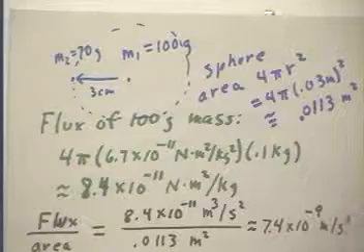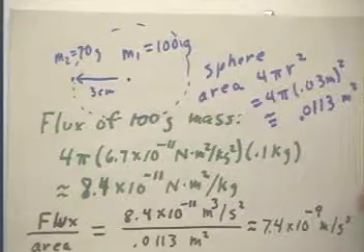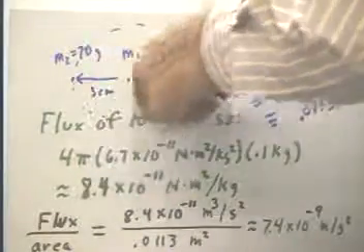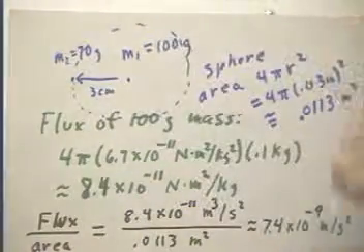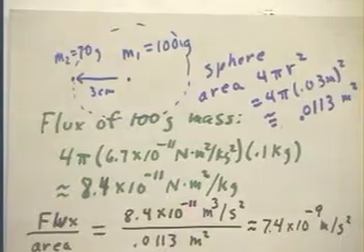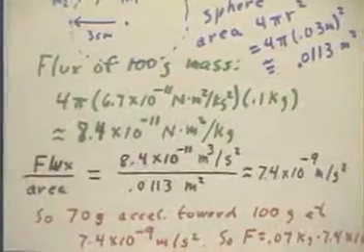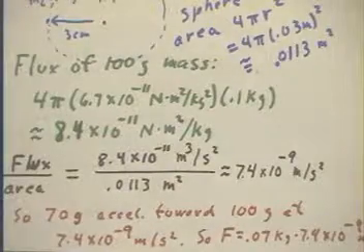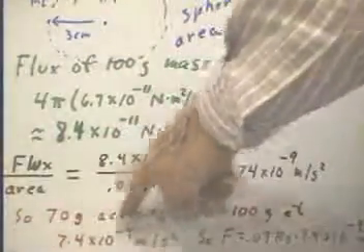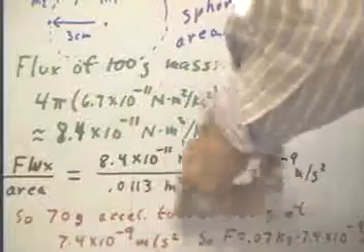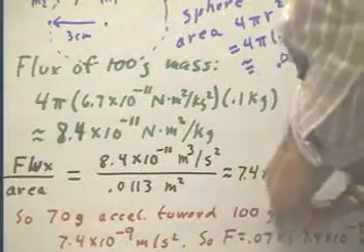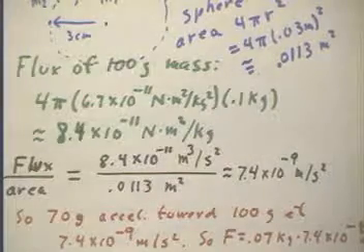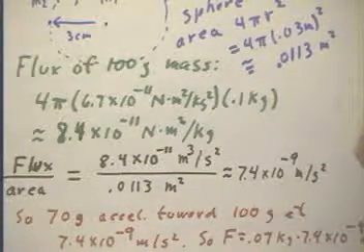And that is the gravitational field strength, or the acceleration that an object feels at a 3 centimeter distance from a 100 gram mass. It follows from this that, of course, as we stated, the 70 gram mass accelerates toward the 100 gram mass at this rate. That is, if it's left free. Otherwise, it just experiences that as a force.